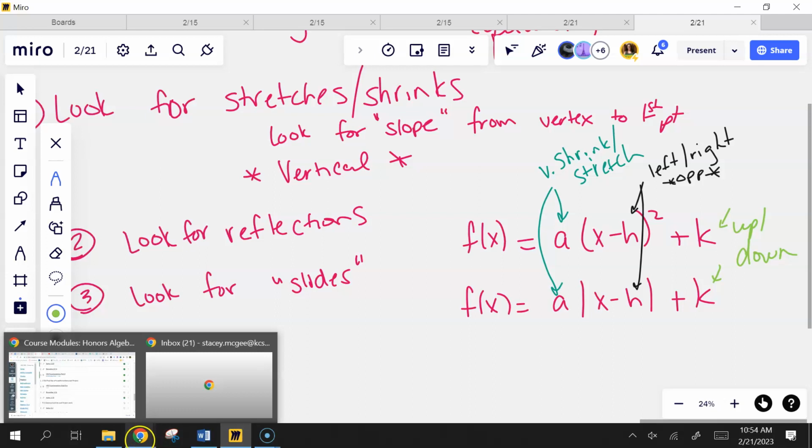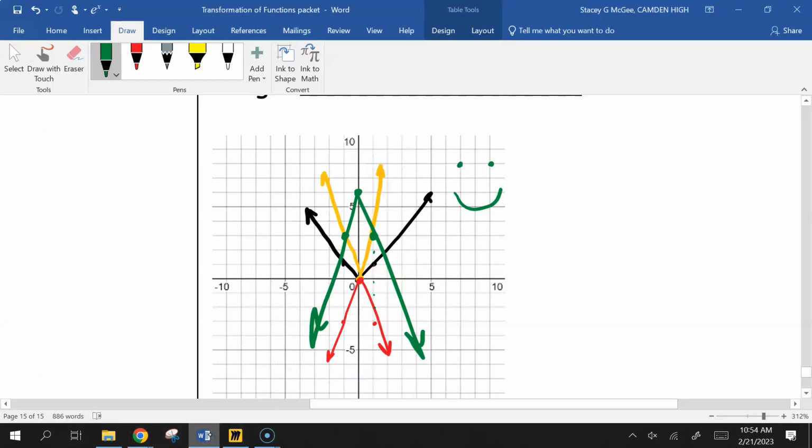That's why I went to 1/3 1, but it's horizontal, so it's opposite.